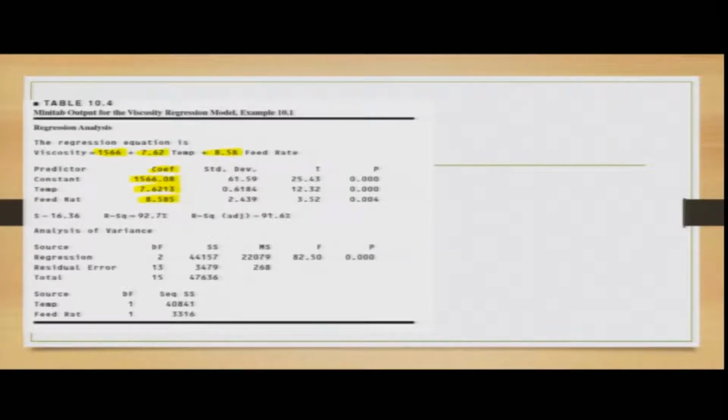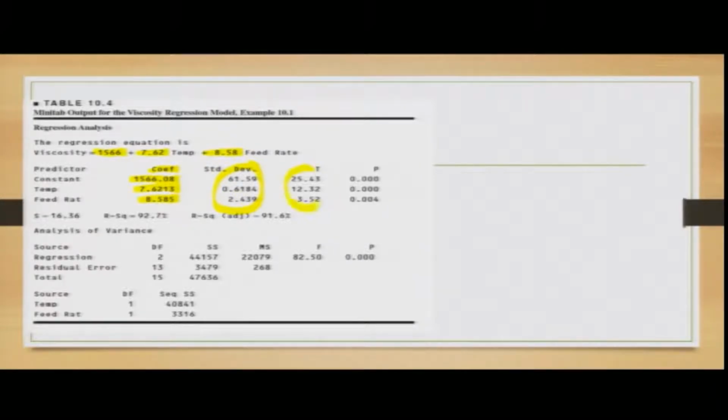8.585 which is here. The standard deviations, or standard errors, for the constants, because they are estimates, would have an expected value, and since they are random there would be a variance for that. So for all these three constants, which are beta naught, the temperature coefficient beta 1, and the feed rate coefficient beta 2, their standard errors are given. Note that for a value of 1566 the standard error is about 61, for 7.62 it is 0.61, for 8.5 it is 2.4.